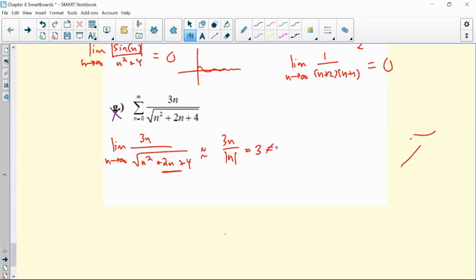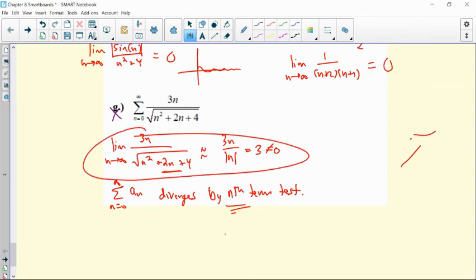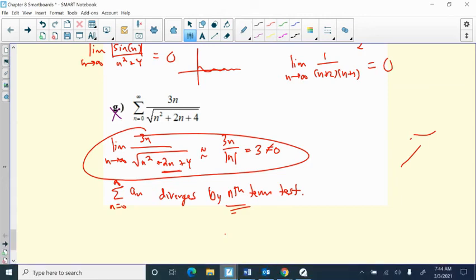Well, 3 is not equal to 0. So I now can actually use the nth term test to show that the series itself diverges. So the series diverges by the nth term test. If you're going to use the nth term test on the AP exam, then you have to show the limit. It's not usually going to be a hard limit, but you have to show it. Occasionally you might need to use L'Hopital's rule, and that's okay. If you show the limit does not equal zero, then it diverges by the nth term test. If you show it equals zero, then it's inconclusive.